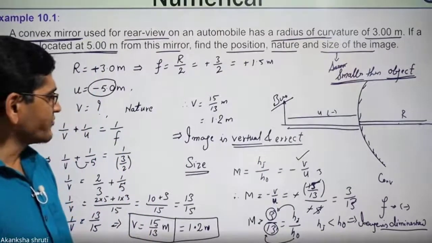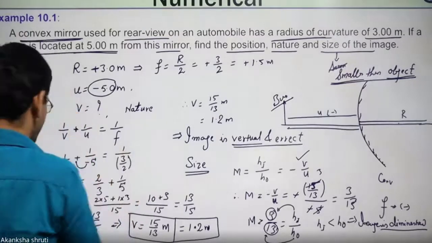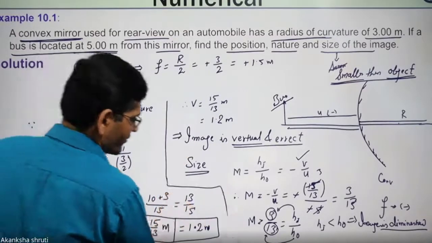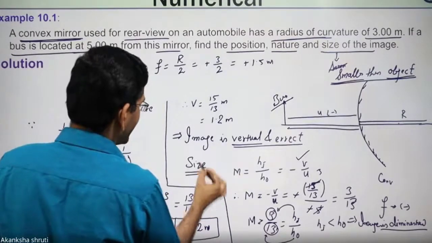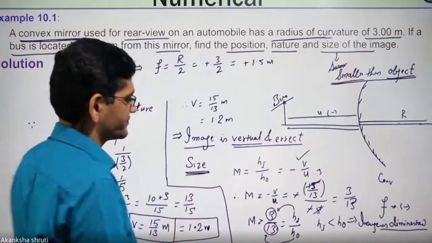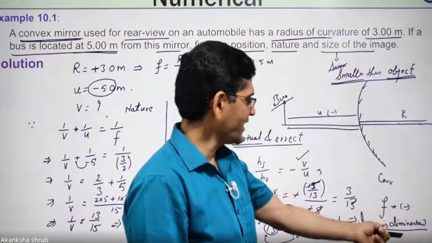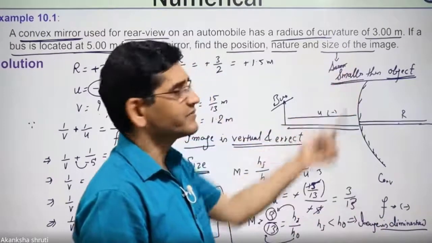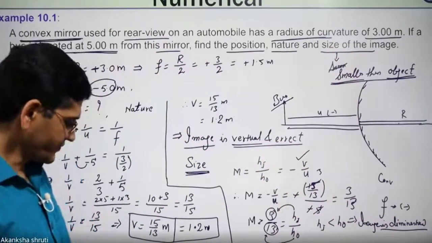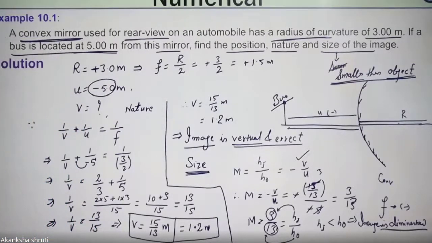So this is how we have to solve the numerical. Students, first we had calculated this v. After calculation of v, we have gone for the nature and size of the image. And by applying the magnification formula, the size of image we have predicted. So this is one kind of numerical which is very easy. Students, let us go for the next one. All of you have written. I will go for the next.